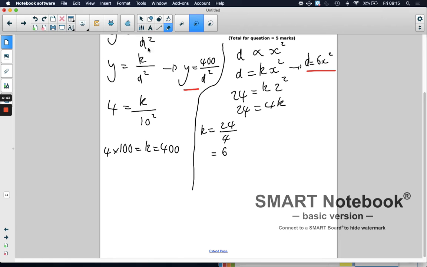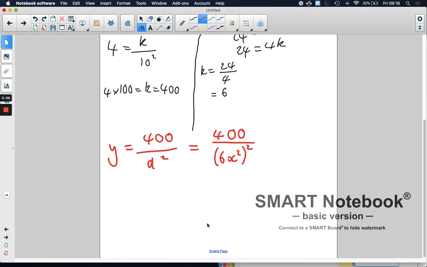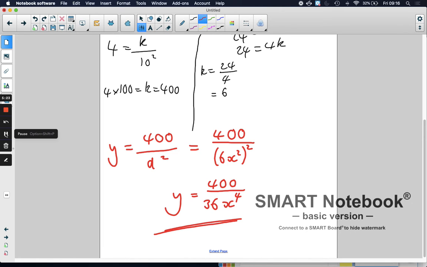If I know that y equals 400 over d squared, and I also know that d equals 6 lots of x squared, that means that I can say that y is 400 divided by 6x squared, squared. Now, 6x squared squared, that's 400 divided by 6 squared, which is 36. X squared squared, I need to multiply the two because it's a bracket, x to the power of 4. So I've got y equals 400 divided by 36 times x to the power of 4.